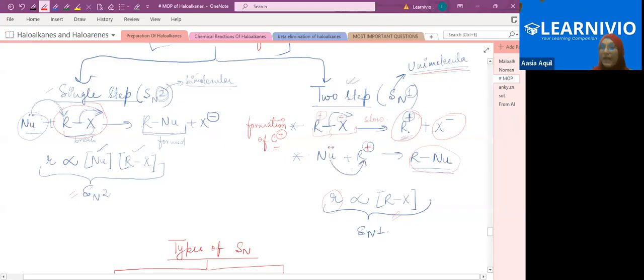And we have studied in chemical kinetics that the rate of reaction depends on the slowest step. Which is the rate determining step? The slowest step, right? So the slowest step is the rate determining step. That's why the rate of reaction is directly proportional to the substrate only. Okay, so this is the case of SN1 type of reaction. So, clear? These are the main points of difference between SN1 and SN2 type of reaction.